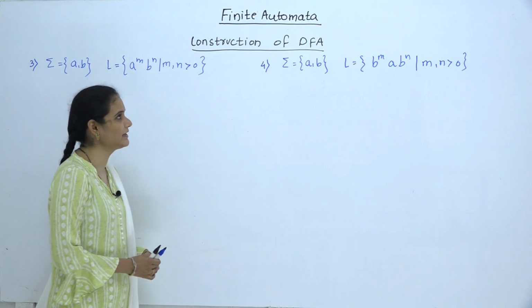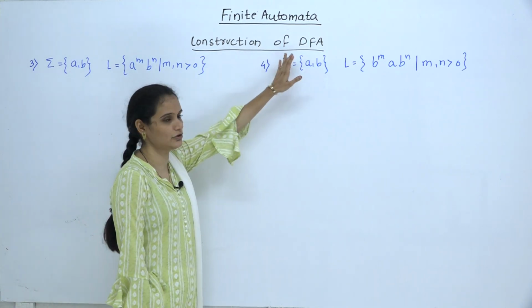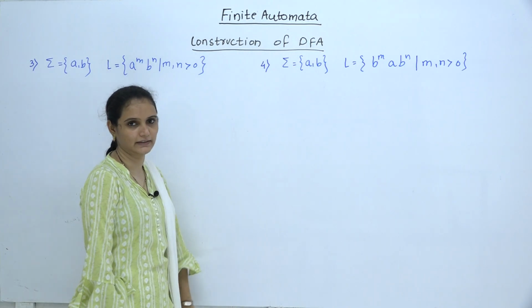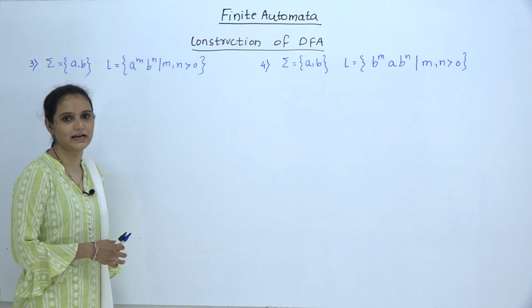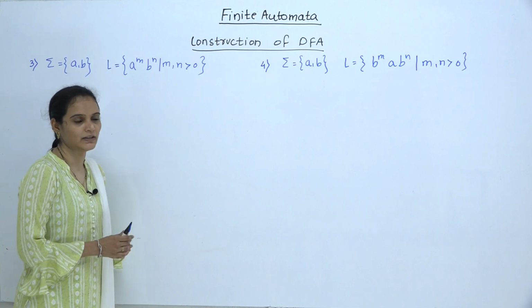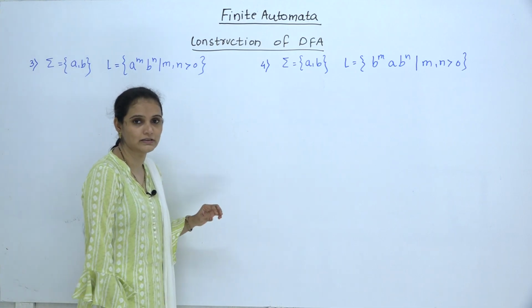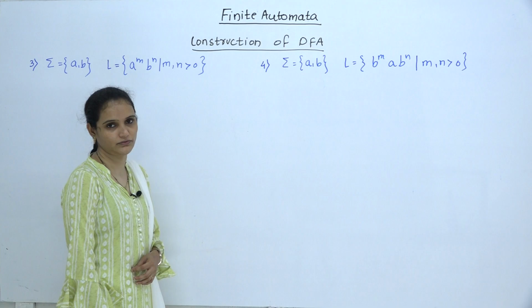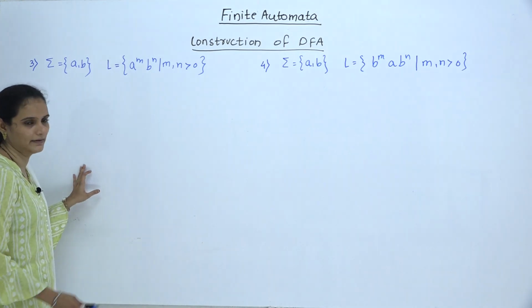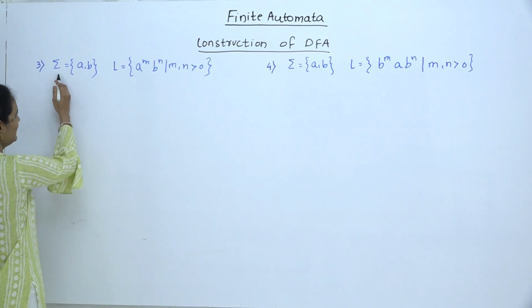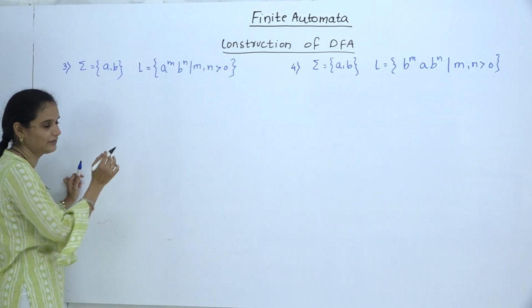In the previous lecture we started with the construction of DFA, part of finite automata, in which we saw two examples of how to construct the DFA. We also saw some rules to design the deterministic finite automata. Today we will continue with our next examples. So here one example is given to construct the DFA.